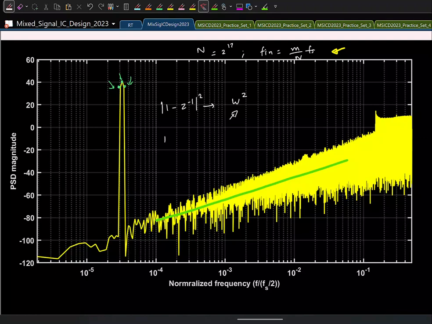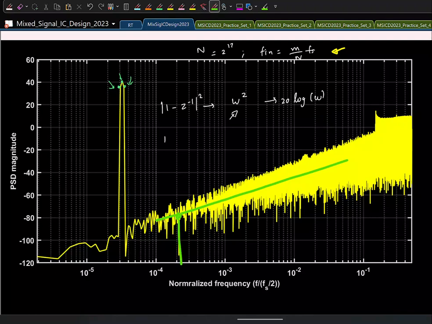It is a log thing, right? If I increase, okay, let me write it here. This is 20 log omega. If I increase omega 10 times, what happens to the magnitude? If I increase the frequency 10 times, it goes by 20 dB, so the slope is 20 dB per decade, right? And you can also see it here.